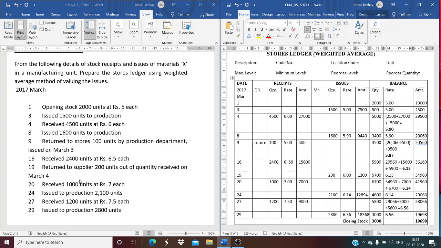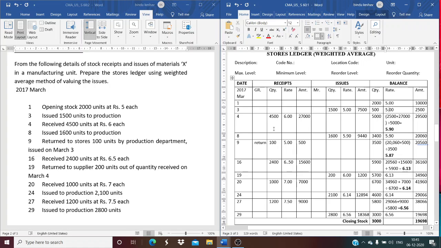Now on 19th, return to supplier 200 units out of quantity received on March 4. So there is a return to the supplier. So it is from the purchase which is made on March 4th. Now whenever there is a return, we cannot consider the weighted average price. Weighted average price is calculated for the purpose of issuing the materials to the department.